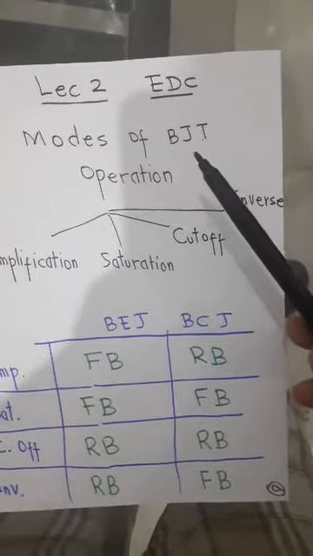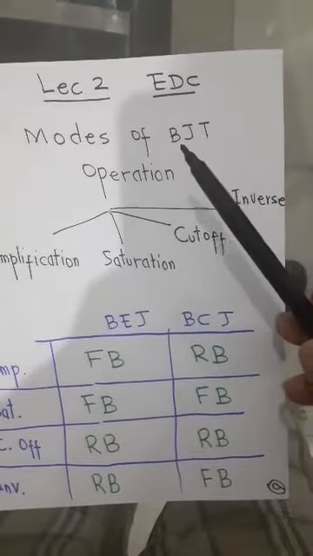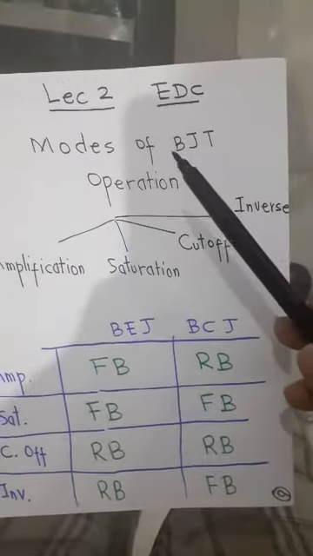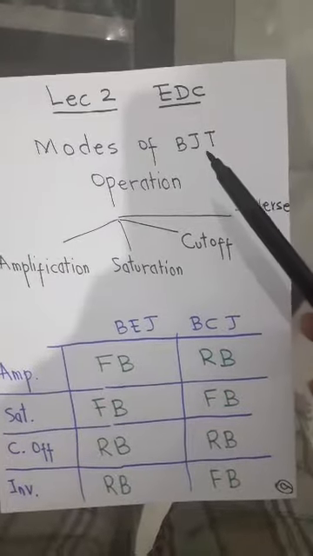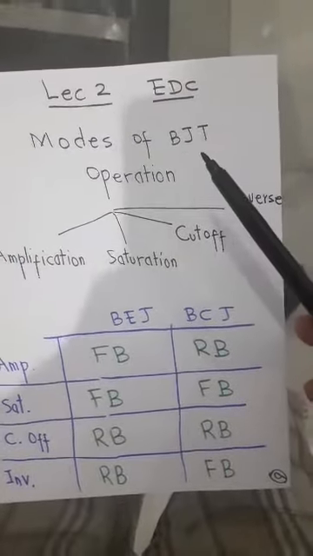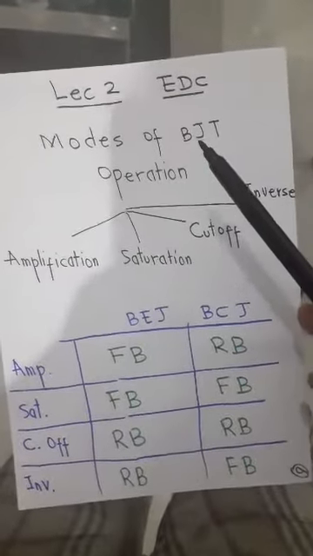A BJT can be an NPN or a PNP transistor with emitter, base and collector terminals. Each BJT has two junctions, the base emitter junction and the base collector junction. We have already studied about it.